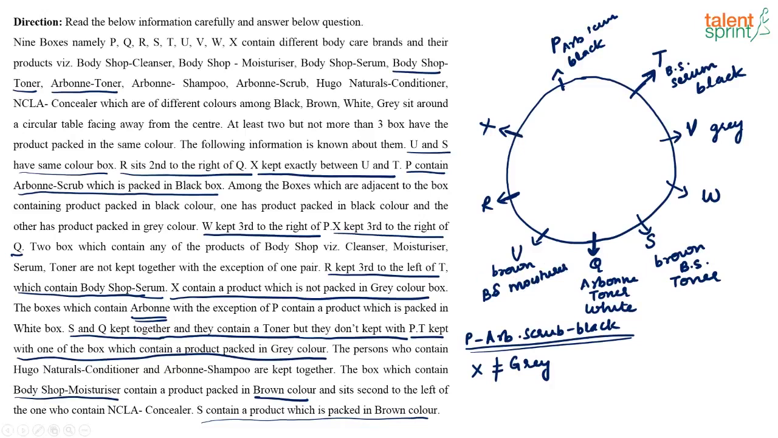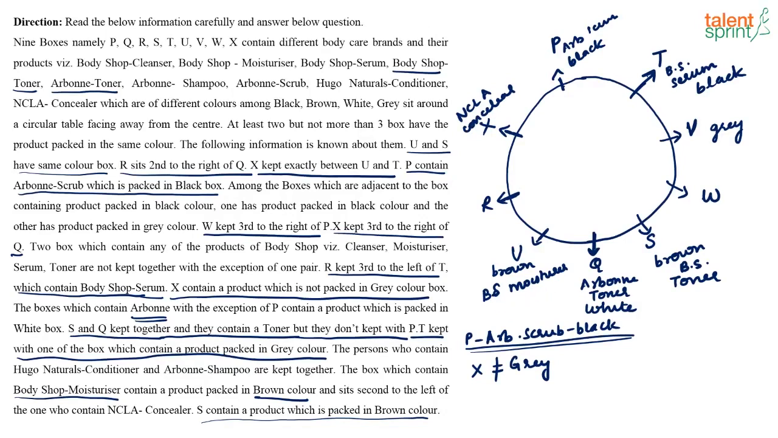this is second to the left of the one that contains NCLA concealer. This seems to fit here correctly. Any other place where I can keep it, where I can say it is second to the left? No, I can't, because all the other places have been filled. Only these two places seem to be empty and also follow this condition. So this has to be the NCLA concealer, this has to be the Body Shop moisturizer.